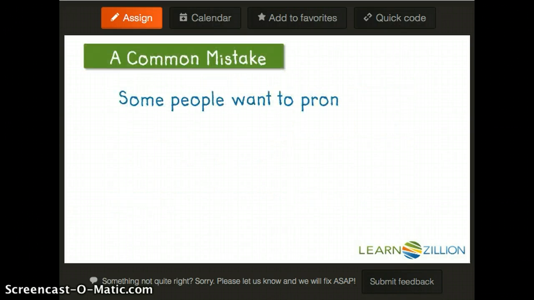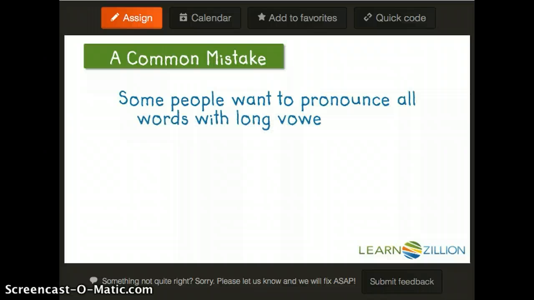Now a common mistake is that people want to pronounce all words with long vowel sounds. So when they'd see an A here, they'd assume it said its alphabet name A, and they'd think it was the word cape. But cape is actually spelled with the magic E at the end. This first word is the word cap.